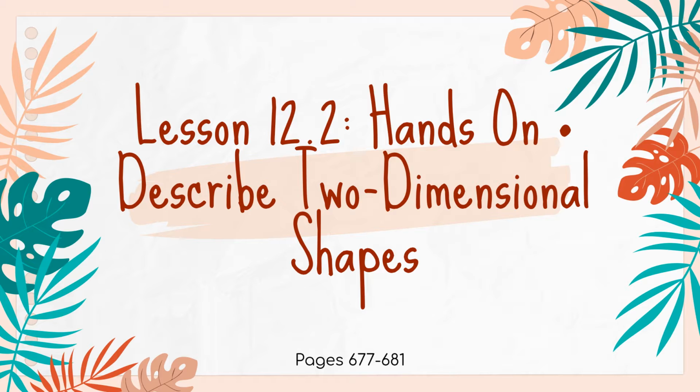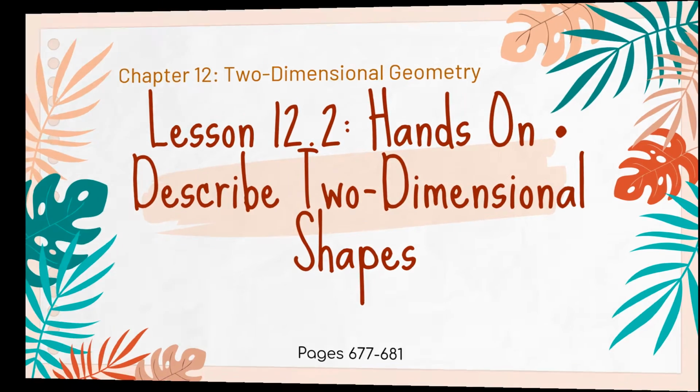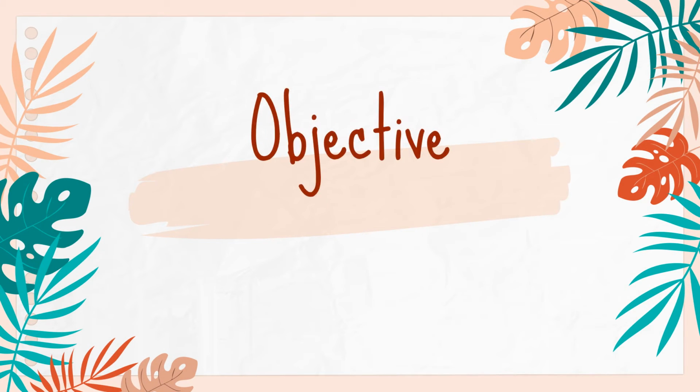Let's see what we are going to do today. We are going to do chapter 12, which is two-dimensional geometry. We are going to start lesson 12.2, which is hands-on, describe two-dimensional shapes. The pages that we are going to cover start from page 677 till page 681. Let's look at the objective of our lesson. It is to describe attributes of two-dimensional shapes.